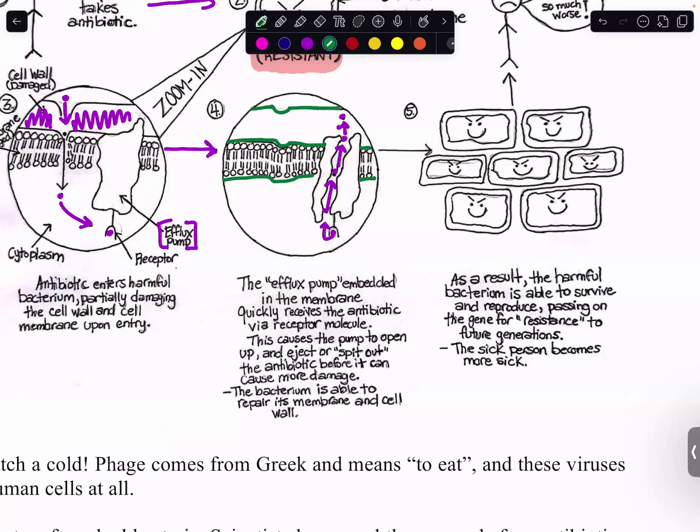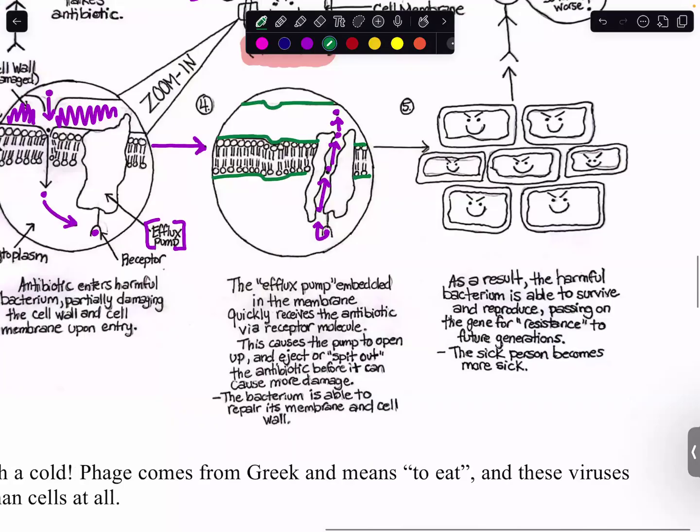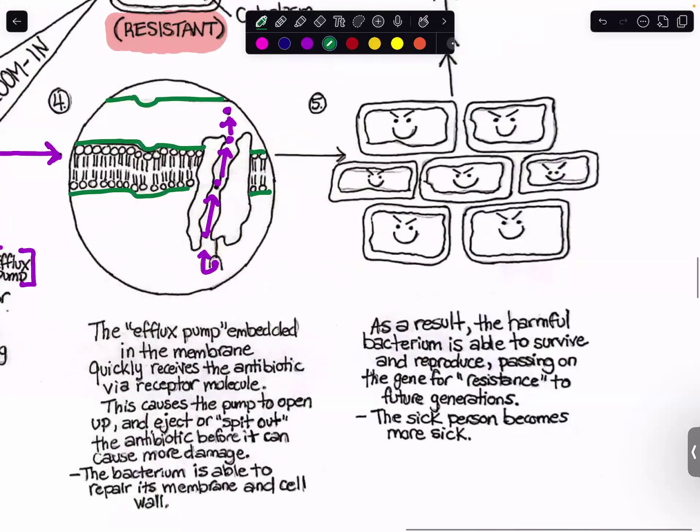This causes the pump to open up and eject or spit out the antibiotic before it can cause more damage. The bacterium is able to repair its membrane and cell wall. And as a result, since it didn't die, what is it going to be able to do? The harmful bacterium is able to survive and reproduce, passing on the gene for resistance to future generations.